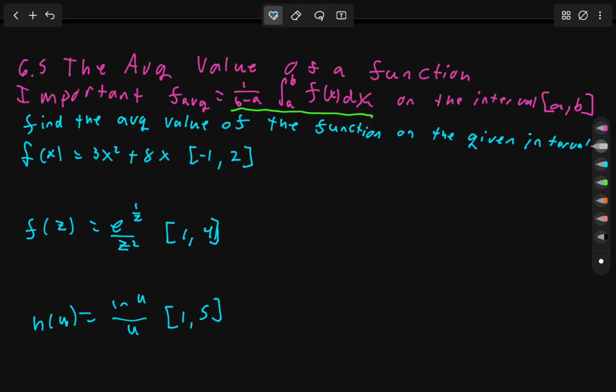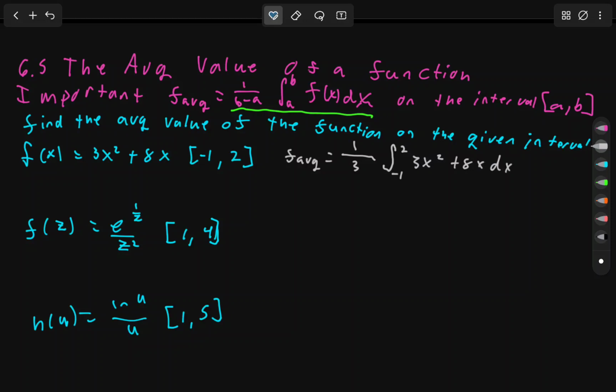Really what I want to do is set this up. So f average in this case is going to be 1 over 2 minus 1, or 2 minus negative 1, which is 1/3. And we're integrating from negative 1 to 2 of 3x squared plus 8x dx.